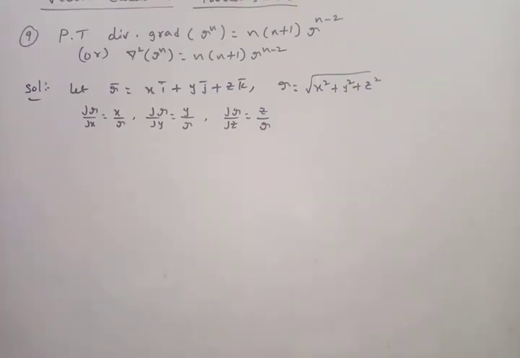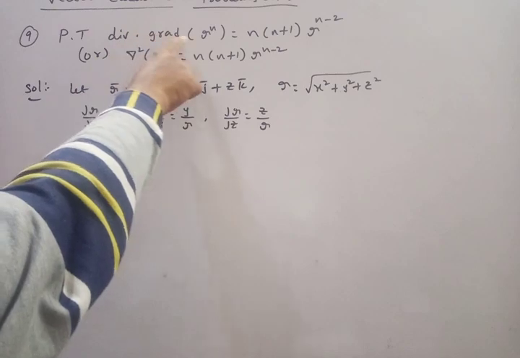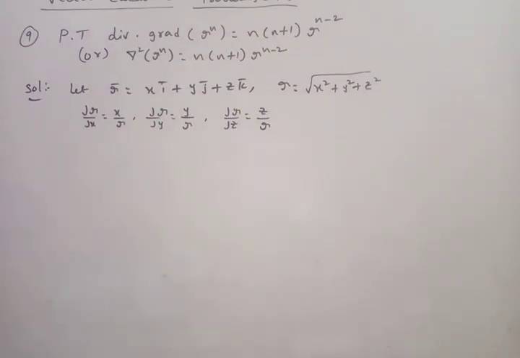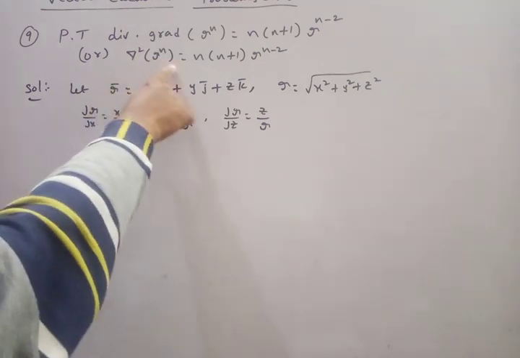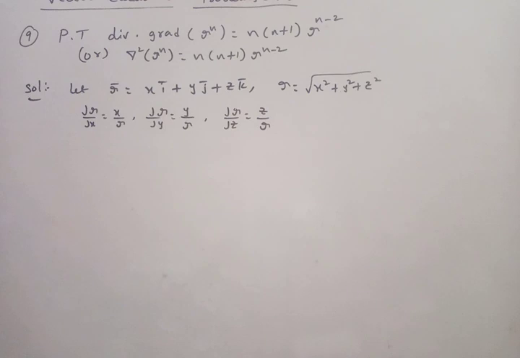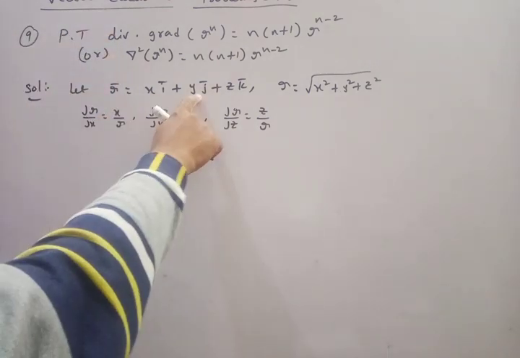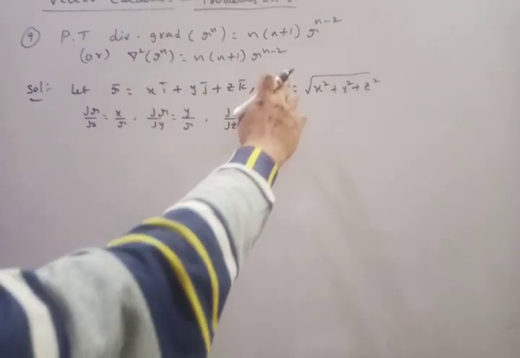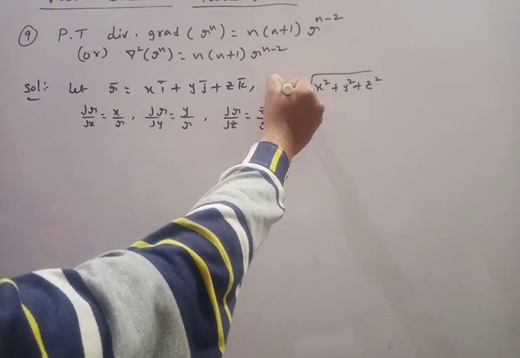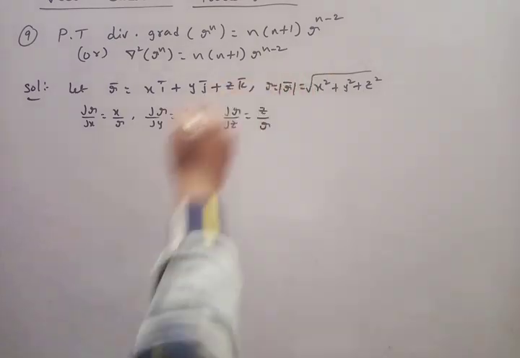Next problem. Prove that div dot grad r power n is equal to n into n plus 1 r power n minus 2, or del square r power n is equal to n into n plus 1 r power n minus 2. Important problem, it will come for 7 marks. So first let r bar, then the r value can be taken as r is equal to mod r bar. Correct? So like this also you can write.